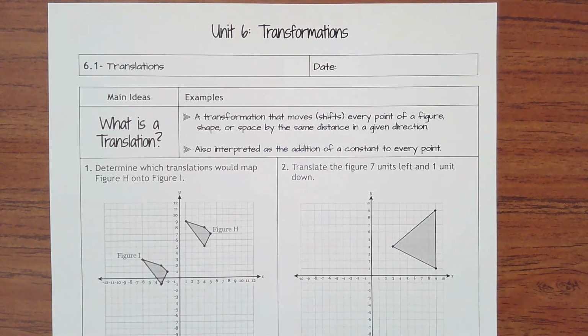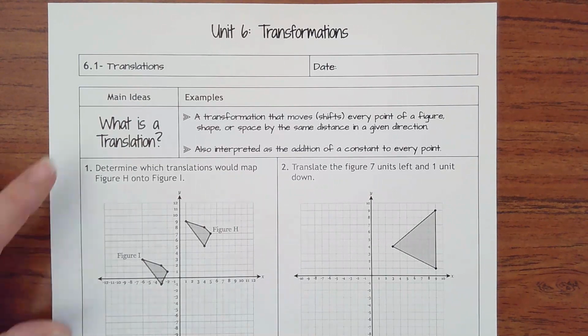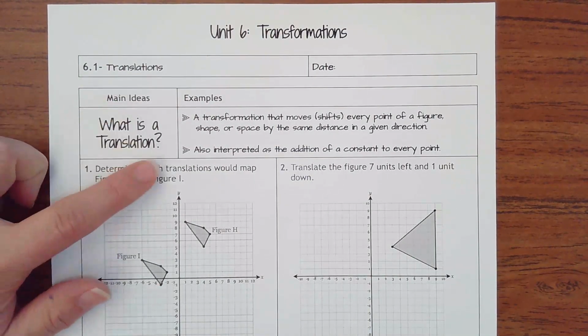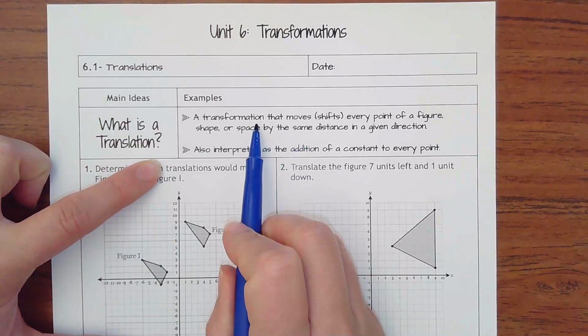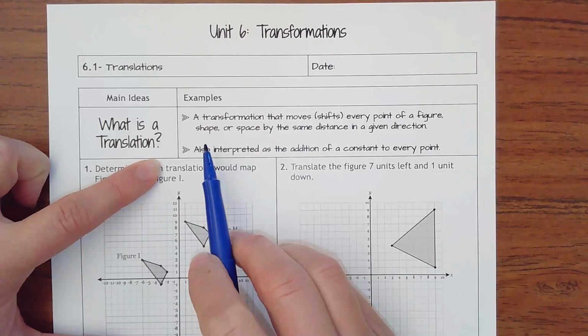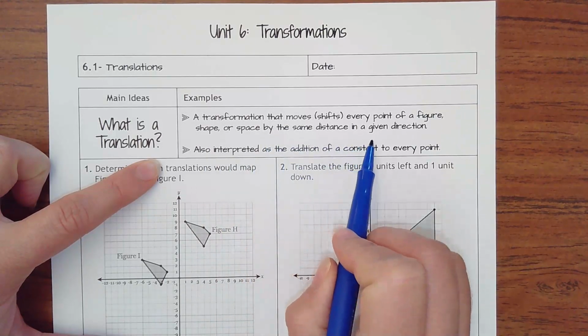Unit 6 is transformations. Transformations are going to be taking shapes or points that would be on a coordinate plane and moving them somehow. The first type of transformation we're going to learn is translations, and they're really the easiest one because a translation is just a move or shift of every point of a figure, shape, or space by the same distance in a given direction.